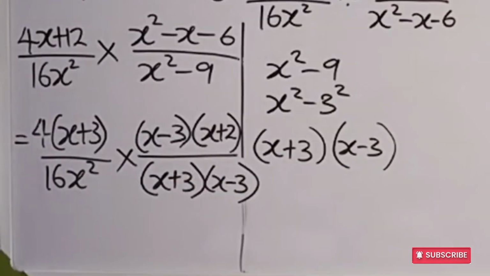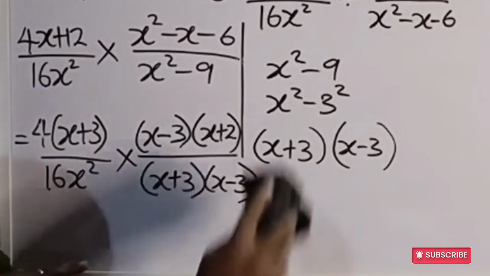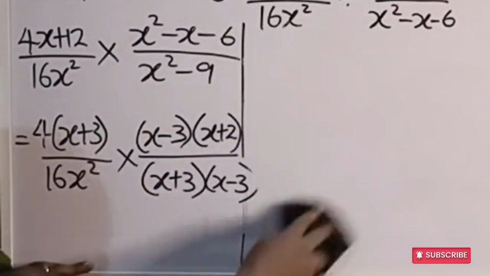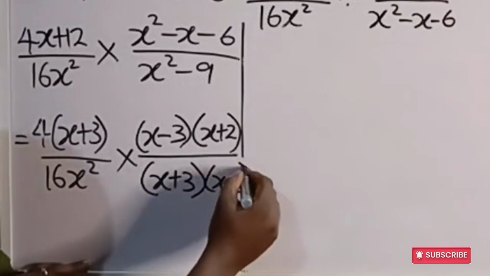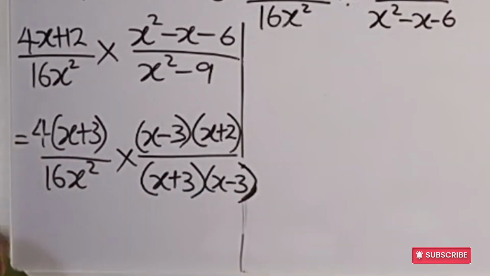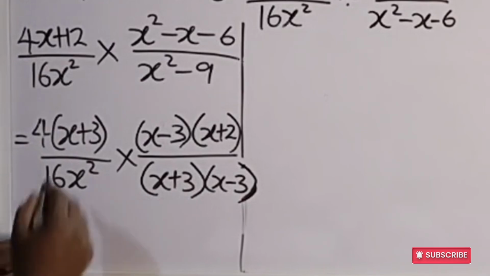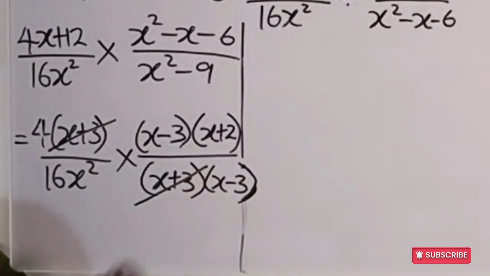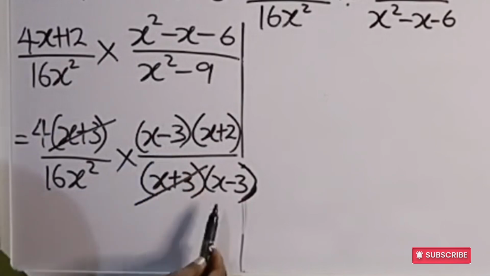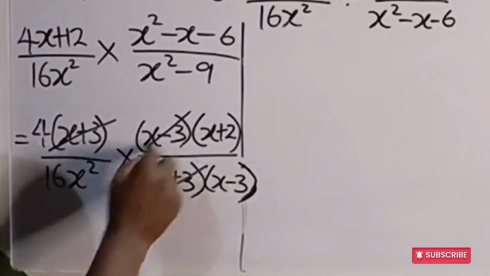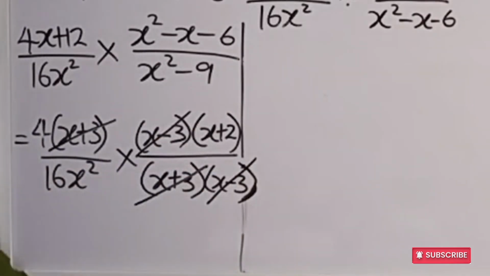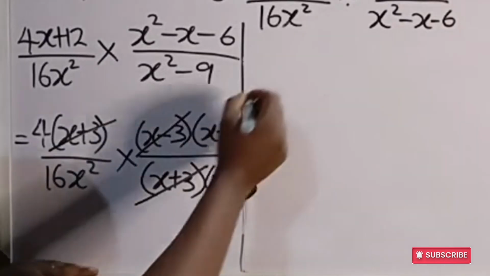Okay. So since we've factorized all the values that can be factorized, the next thing is to find a way to cancel out. So let's see which opportunities we have to cancel out. So here we have x plus 3, x plus 3. We can strike them out. Here we have x minus 2, here we have x minus 2. We can strike them out. So let's write what we have left.